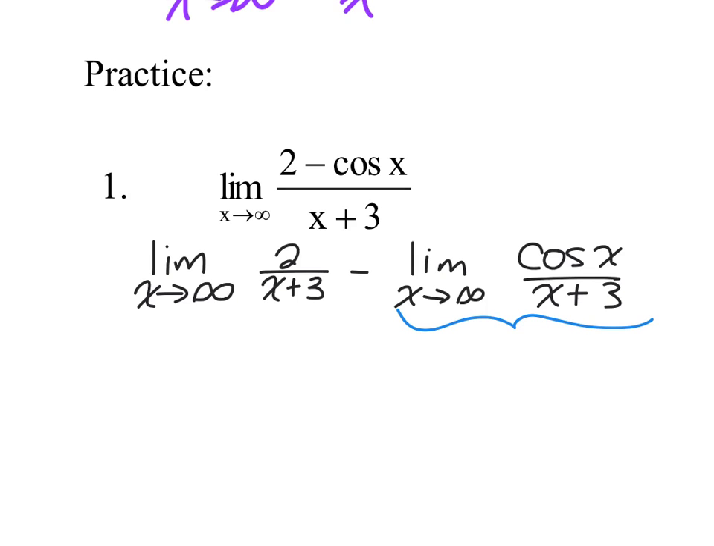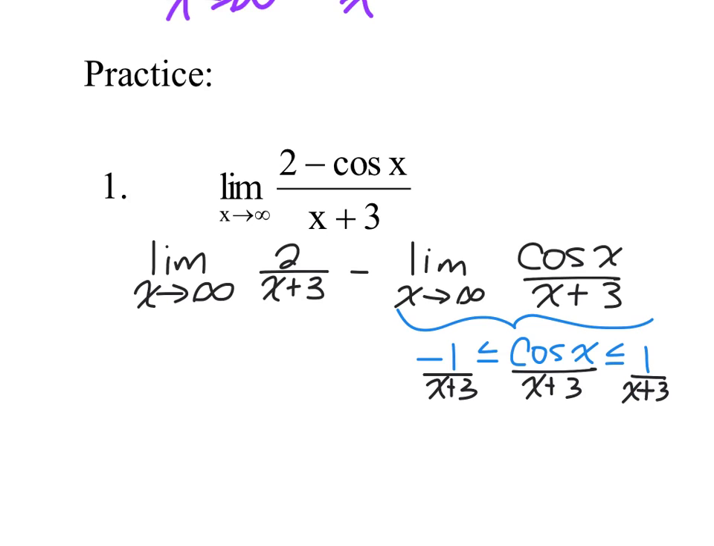We know cosine is between -1 and 1. And we know we could divide each part by x plus 3. And then once we do that, we could apply our limit. All right, so outer bounds in both cases.